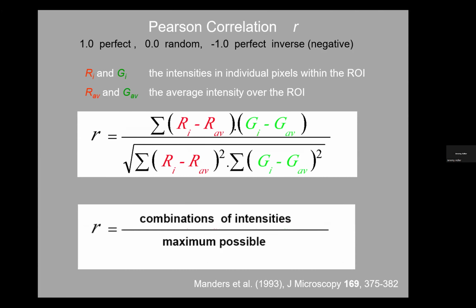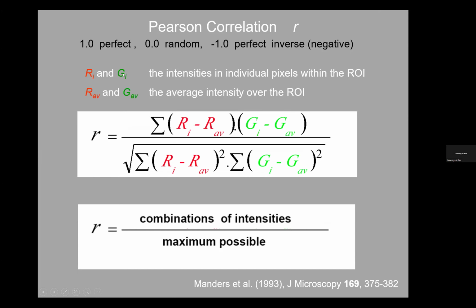Let's have a look at the Pearson correlation coefficient. It's the most common correlation coefficient, and it's surprisingly, as an equation, quite neat. The important thing, it has a range. 1 is a perfect correlation, 0 is a random distribution, -1 will be a perfect, but inverse, but probably more precisely negative relationship.